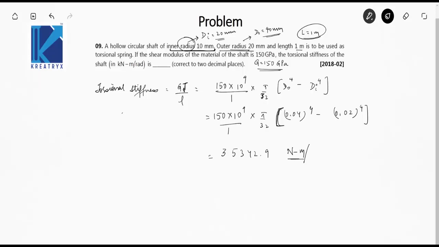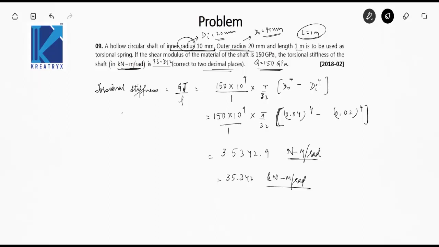Oh sorry, Newton meter per radian. Before filling the answer, check in which units you have to fill it, and it is kilo Newton meter per radian. So that will be 35.342 kilo Newton meter per radian. So 35.342, this is our answer. It is correct to 2 decimal places. Even if you fill up to 3 decimal places, you will not get negative marks, if your answer lies in the range.